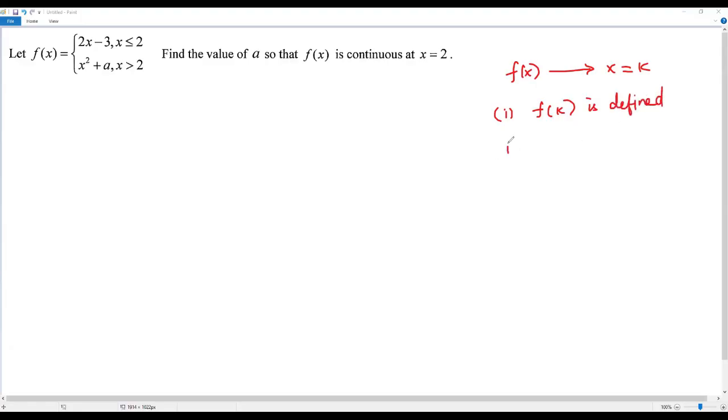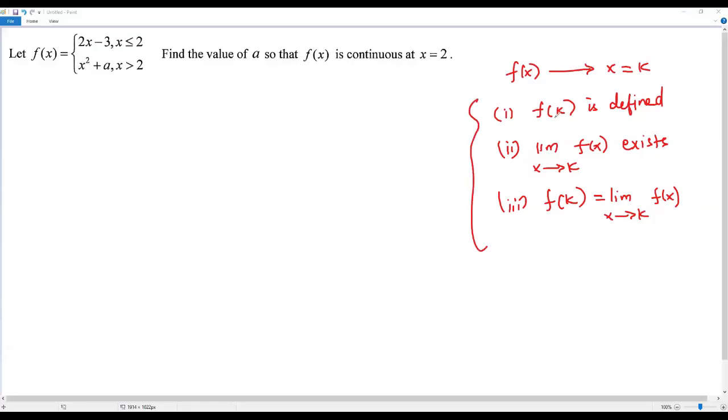The second condition is that the limit as x approaches k of f(x) must exist. Let me write it over here. And the third condition is that f(k), the value we got in step 1, and the limit value we got in step 2 must be equal. That is, the limit as x approaches k of f(x) equals f(k). These are the three conditions I have to check to see whether a function is continuous at x equals k.